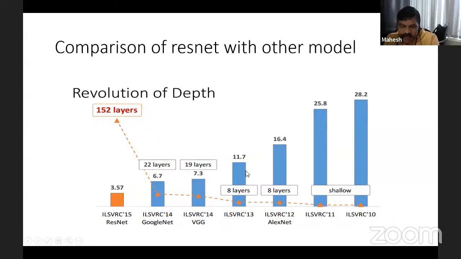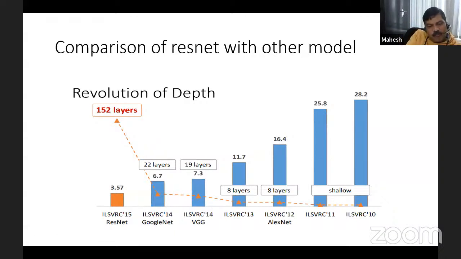In 2013 there was an improvement in the model, and the error came down to 11.7. In 2014 they used more layers, 19 layers, and the error was reduced to 7.3, and the VGG model was a winner at that time. Then in 2014 GoogleNet was also a winner, with an error of 6.7%. You can see the error is continuously reducing by using more layers.